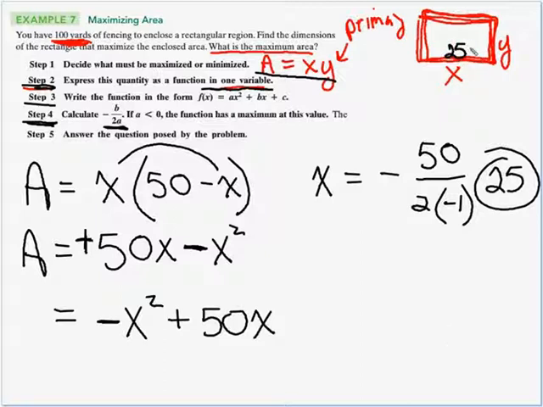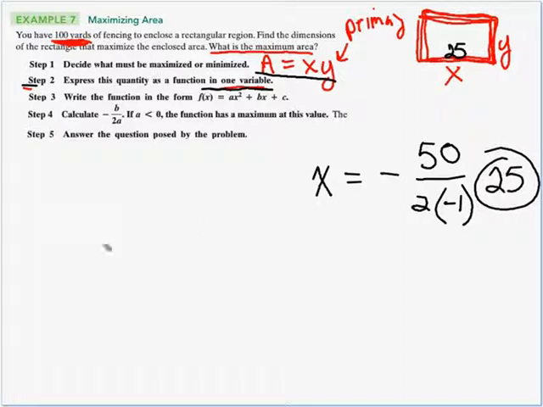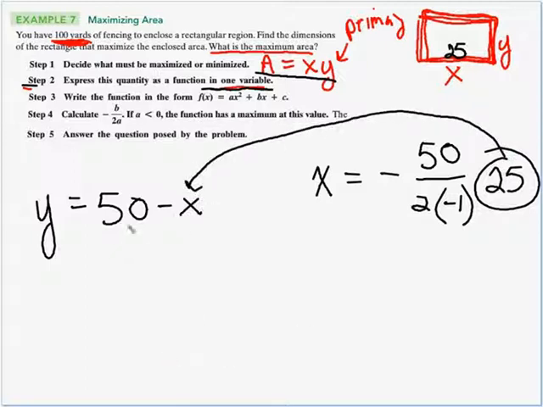Okay, now how do we find the y value that goes with it? I did erase it, but back when we were getting it all down to a single variable, we did have this, y equals 50 minus x. Well, okay, if we know x is 25, we just plug it right in here. Y equals 50 minus 25. 50 minus 25 is 25. So our rectangle is going to be a special rectangle with all equal sides, which is a square. So our length and width are each 25.